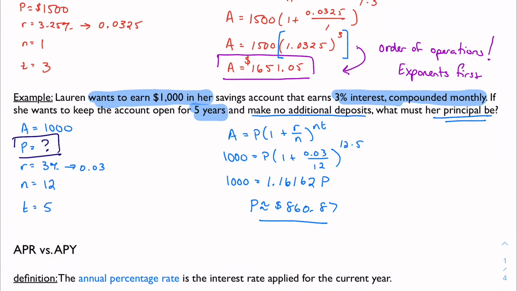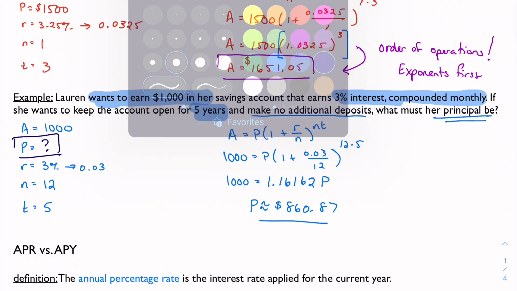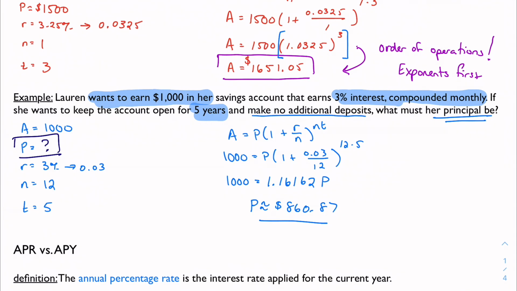So that's really the process, right? And again, order of operations: simplify your exponents first. This number just came from this piece right here. And at that point, it's just algebra. So just a short example to start with what simple interest is.